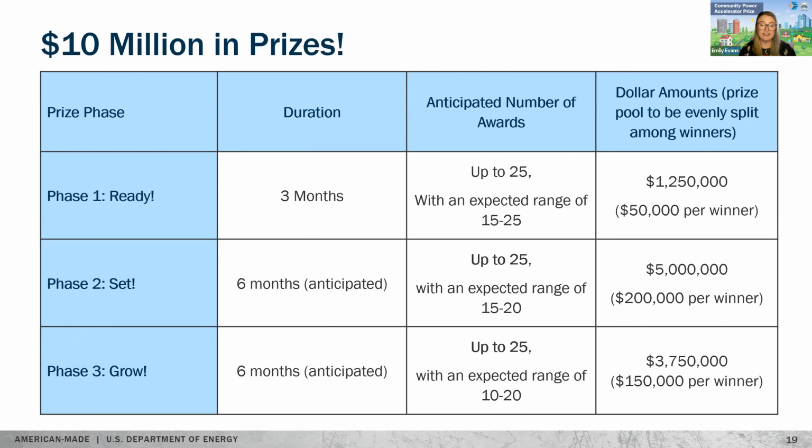Phase 1 winners will receive $50,000 per winner and the opportunity to participate in phase 2. Phase 2 winners will receive $200,000 per winner and the opportunity to participate in phase 3. And in phase 3, winners are going to receive $150,000 per winner. Note that once your team is selected in phase 1 as a winner, there is no further down select, which means that all teams who win phase 1 have the opportunity to win phase 2 and phase 3 awards, as long as you meet the requirements of that phase.